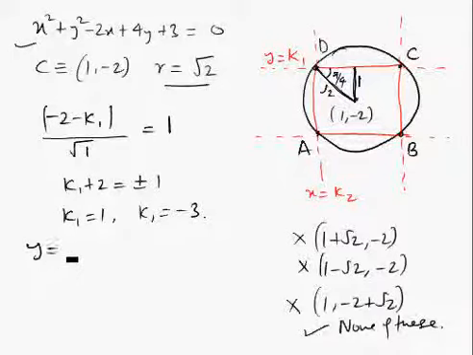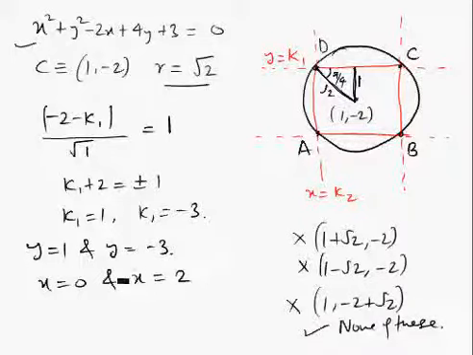Similarly, you can find the equation of these two lines. It will come out to be x equal to 0 and x equal to 2. So once we have equations of all the four sides, we can solve these lines with the circle. So to check which of the vertices is matching, we'll have to find a, b, c, d. For example, we can start with y equal to 1.